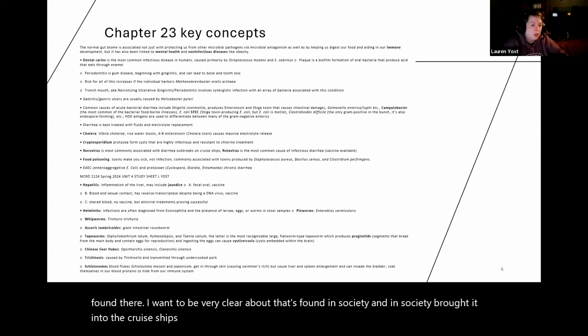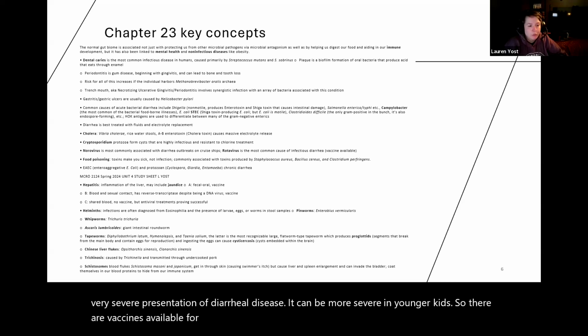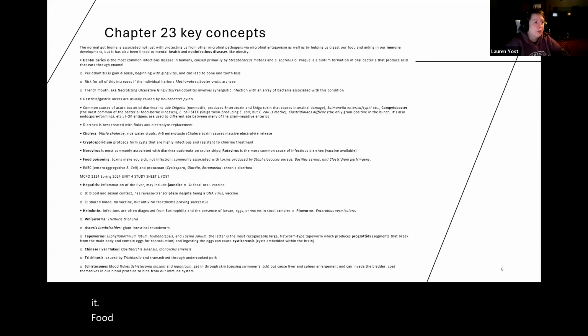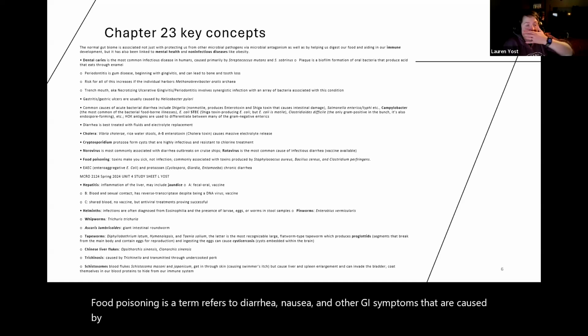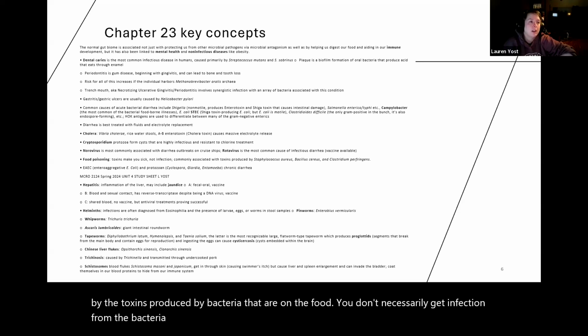Rotavirus is more common than norovirus, but it just doesn't cause a very severe presentation of diarrheal disease. It can be more severe in younger kids, so there are vaccines available for it. Food poisoning is a term referred to diarrhea and nausea and other GI symptoms that are caused by the toxins produced by bacteria that are on the food. You don't necessarily get infection from the bacteria that cause food poisoning.